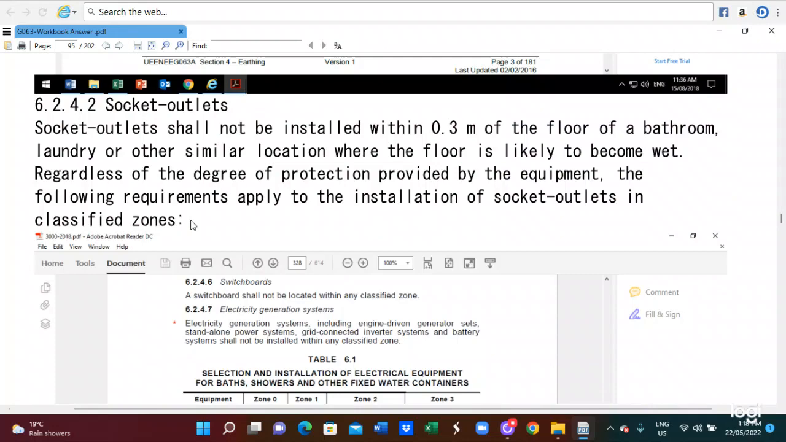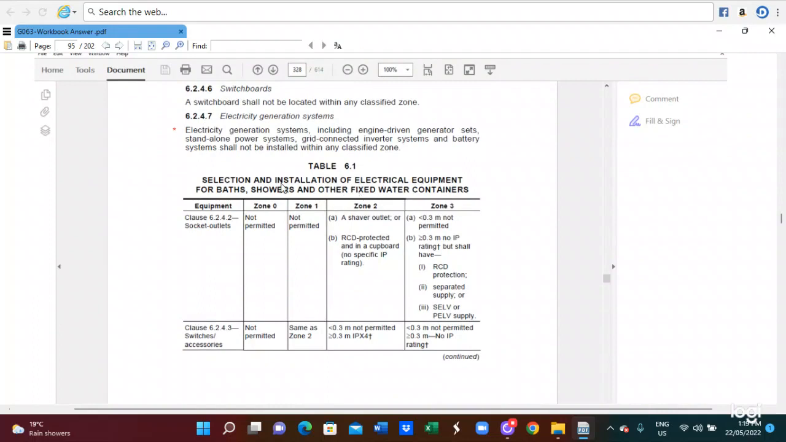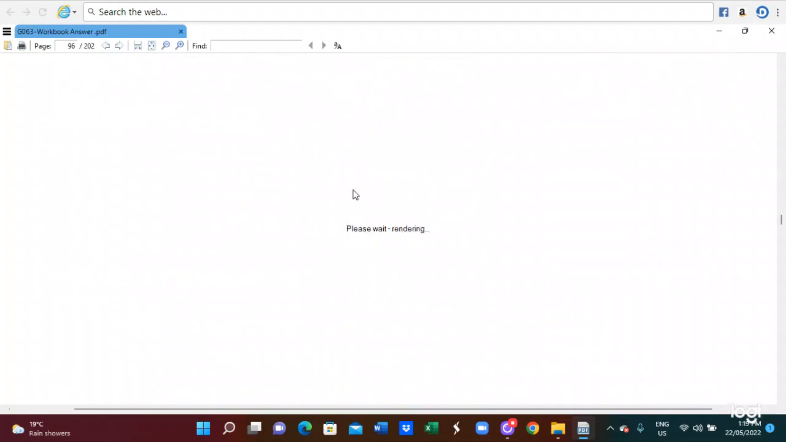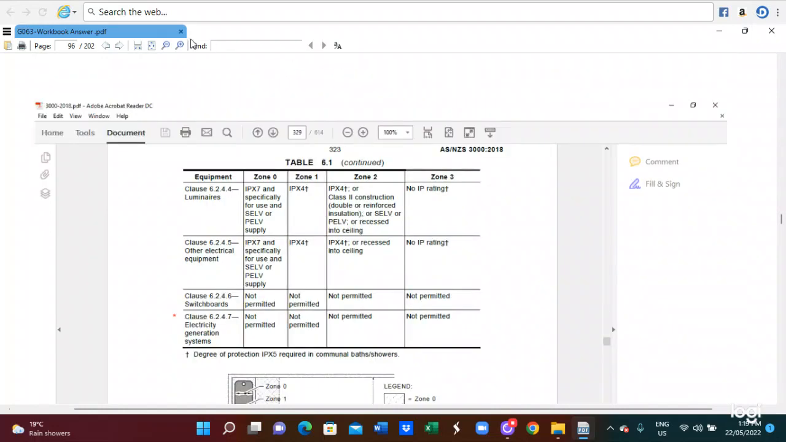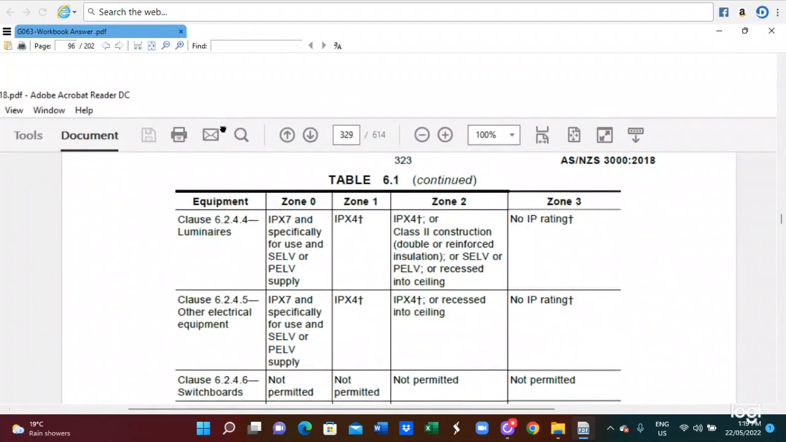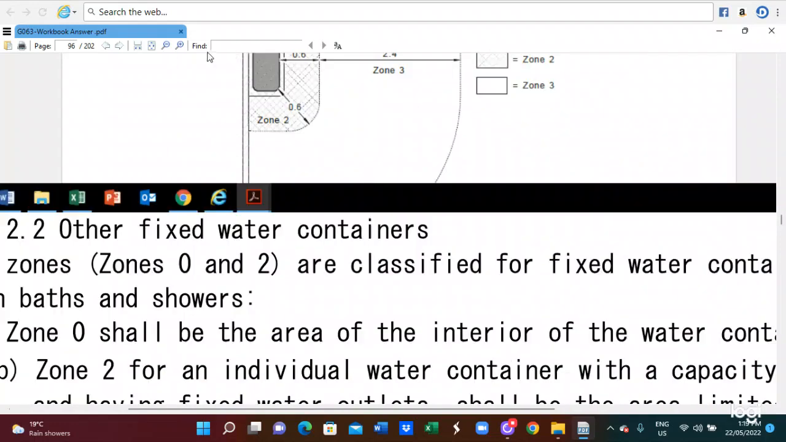6.2.4.3 is socket outlet connection. For socket outlet connection, you have to follow Table 6.1. Table 6.1 covers the selection and installation of electrical equipment for the bath, shower, and other fixed water containers. So Table 6.1 gives the appropriate equipment and the IP protection we have to utilize.